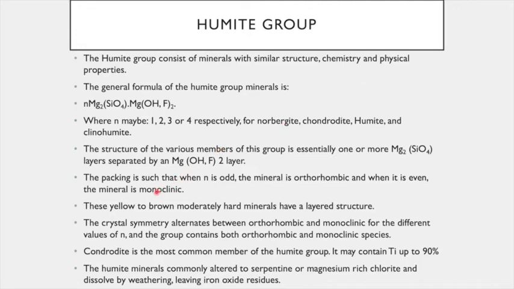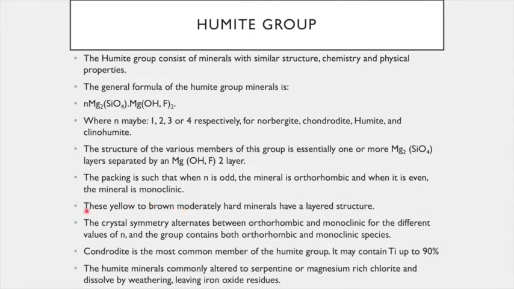The packing is such that when N is odd, meaning the number of these layers of norbergite is odd, not even, the mineral system would be orthorhombic. And when the number of this layering of norbergite is even, like 2, 4, 6, 8, the mineral would be monoclinic.